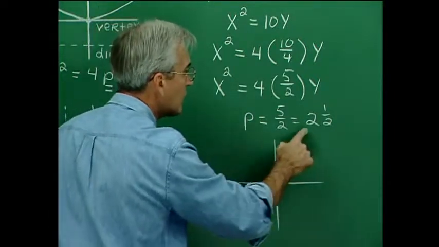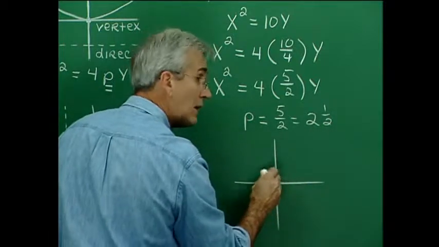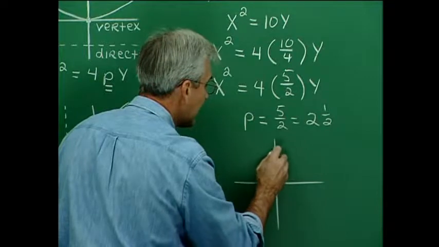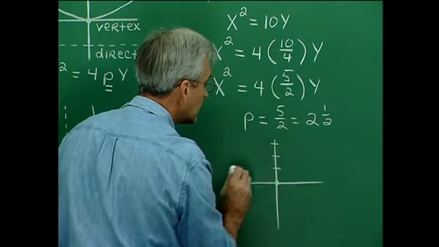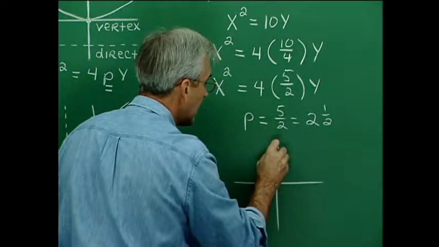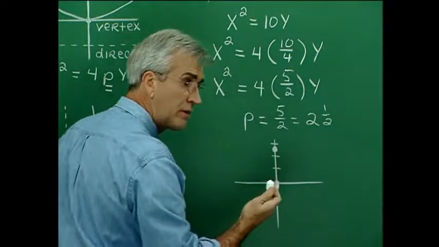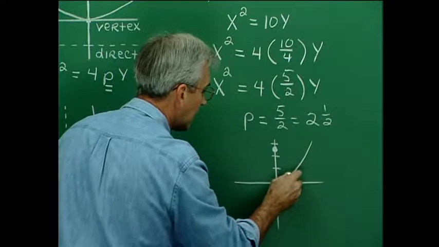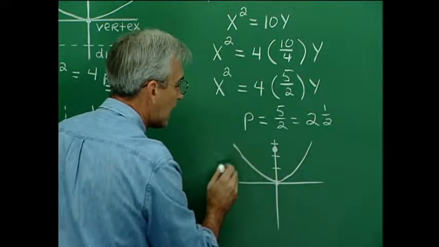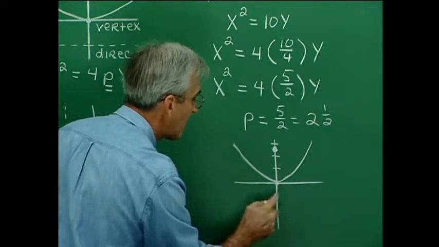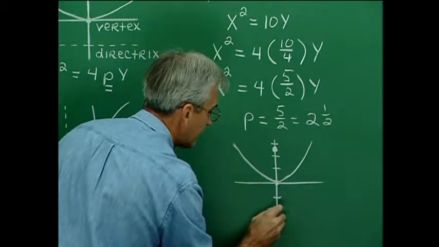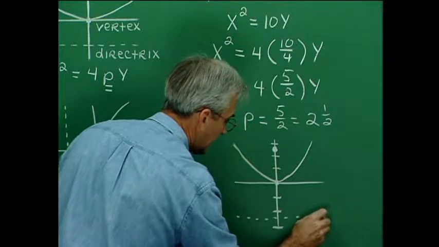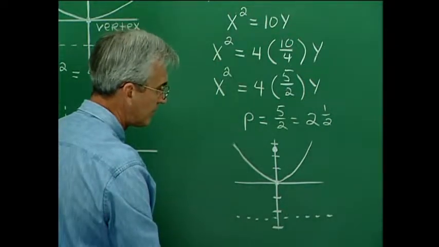Now with a p-value that's 2.5, it's positive. We know that the parabolic curve is going to open upward because once we find that, see here's 3, so 2.5 would be right here. There's the focus. The curve tends to wrap around that focus point, so the curve then would look like this. And the directrix would be the same distance on the other side of the vertex. So there's the position of the directrix.